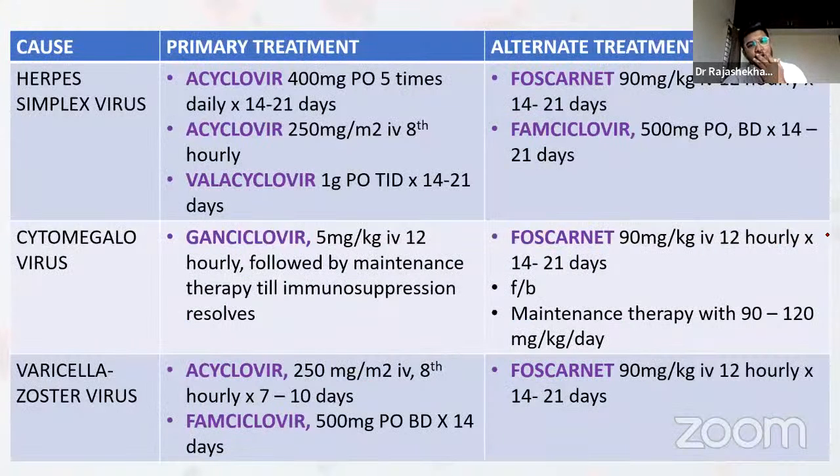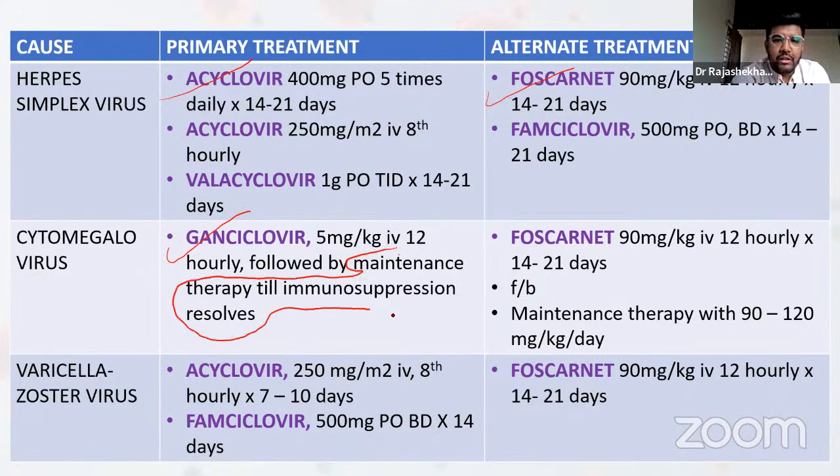And how will you treat this? So this is very similar to the previous class, which we dealt with the viral encephalitis. So the acyclovir is the drug of choice for the primary treatment of herpes simplex, and for acyclovir resistant, the drug of choice is the foscarnet. In cytomegalovirus, the drug of choice is the ganciclovir, followed by you need to give a maintenance therapy till the immunosuppression resolves or till the CD4 count improves. And the secondary choice is the foscarnet, and for varicella zoster, again it is the acyclovir.